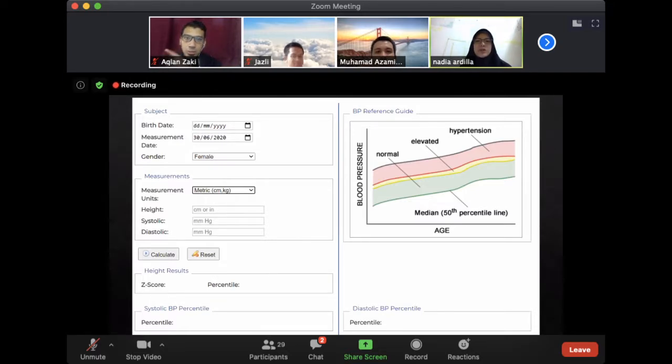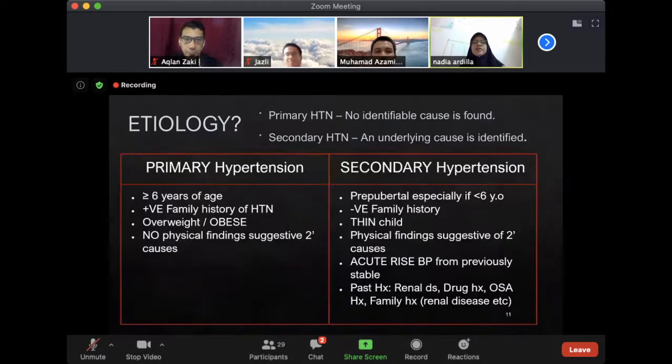So for etiology in children, we need to think of 2 things, whether it's primary or secondary hypertension. But commonly it's secondary hypertension in children less than 6 years old. Primary hypertension is usually in children 6 years and older with a family history of hypertension, or maybe they are overweight or obese, and there are no physical findings suggestive of secondary causes. However, if children less than 6 years old have no family history of hypertension and they are thin, not obese, you need to think of secondary hypertension.